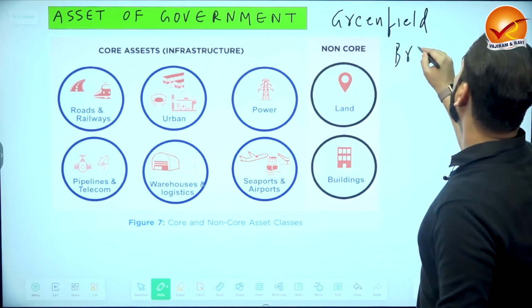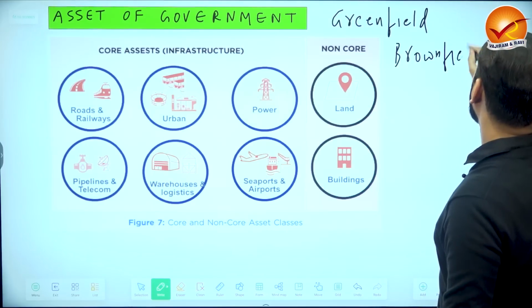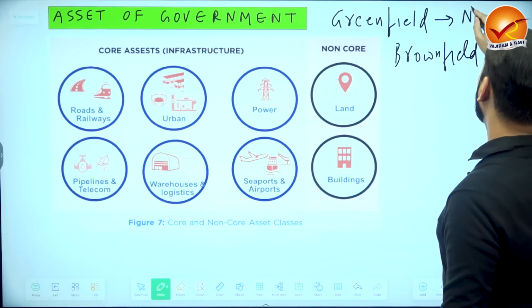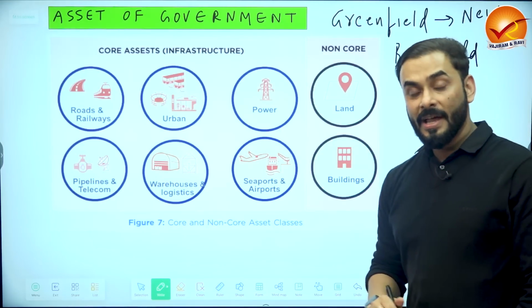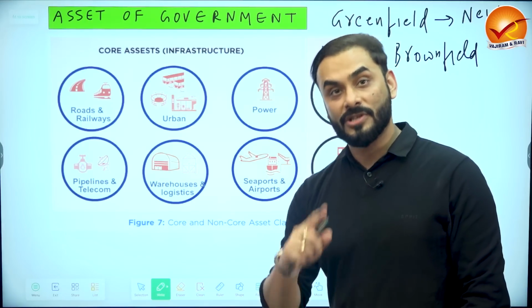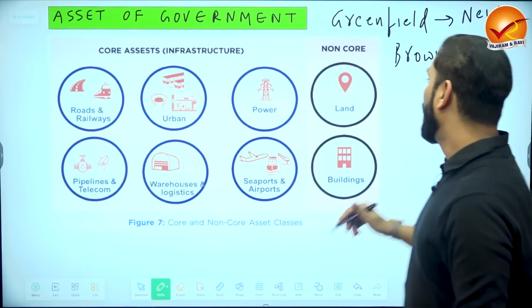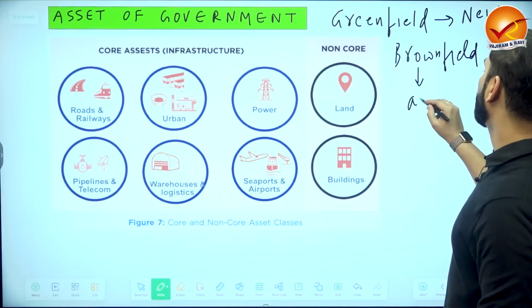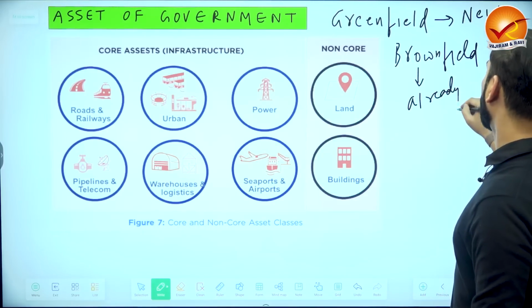And one is Brownfield core asset. What is Greenfield core asset? Greenfield core asset means new assets. Assets which are created from scratch, absolutely new. You construct a new house, that is called a Greenfield house. And what is Brownfield? Already existing one, which means old one.